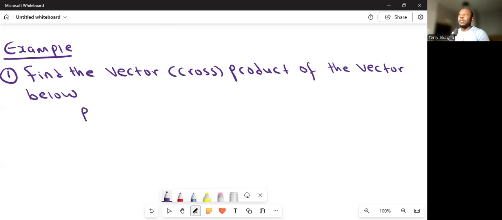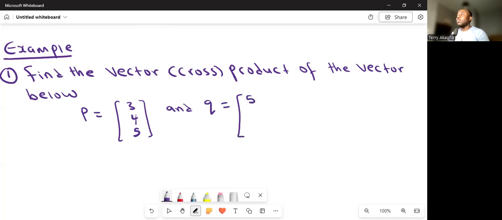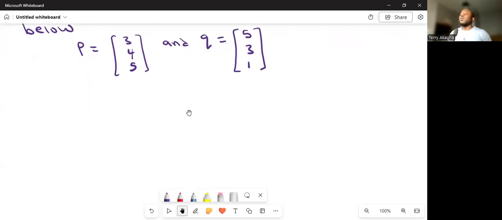So we have P equal to 3, 4, 5, and Q equal to 5, 3, and 1. Okay? So look at this. Let's solve this together. We're looking for P times Q.